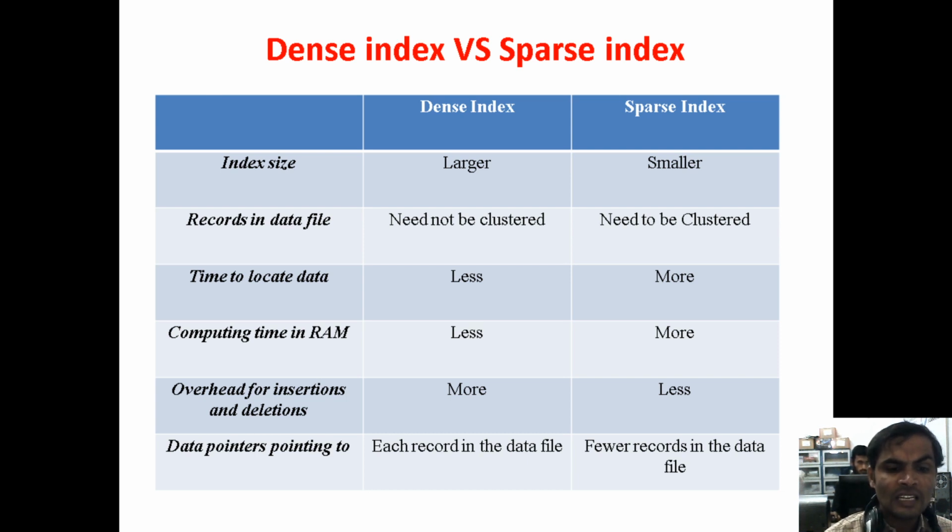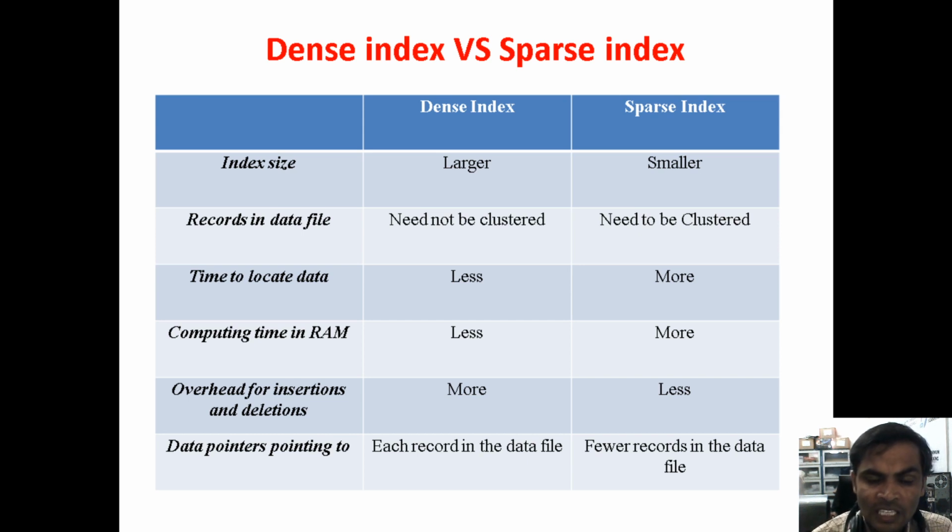Under the sparse index, few records are pointed to in the data files. Under the dense index, the pointer points to each and every record. That is the purpose I said. Under the dense index, the index structure and the main existing table have the same columns. Suppose the index structure has n columns, and the main existing table also has n columns, then the pointer points to each and every record under the dense index.